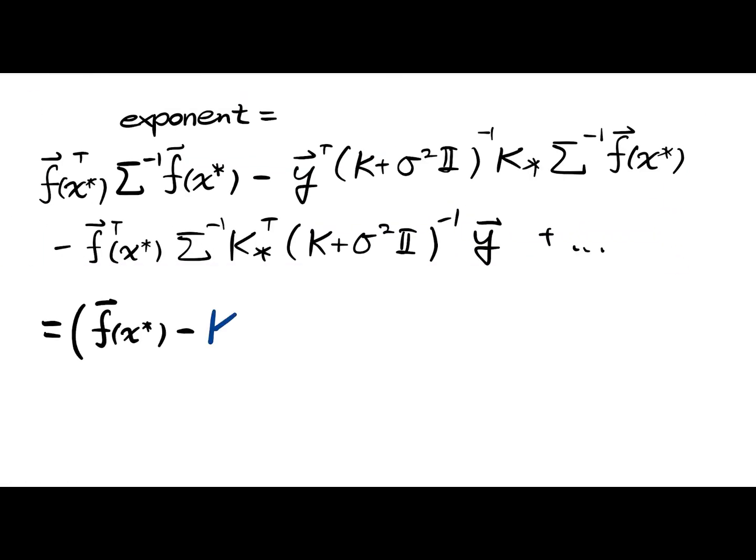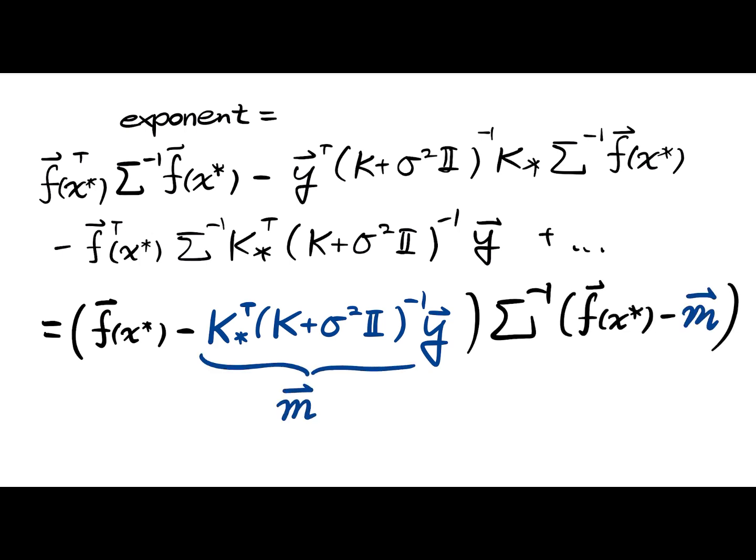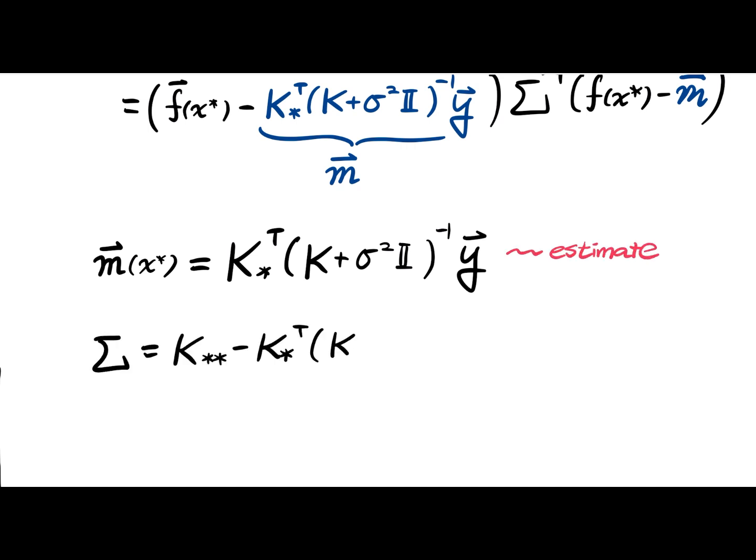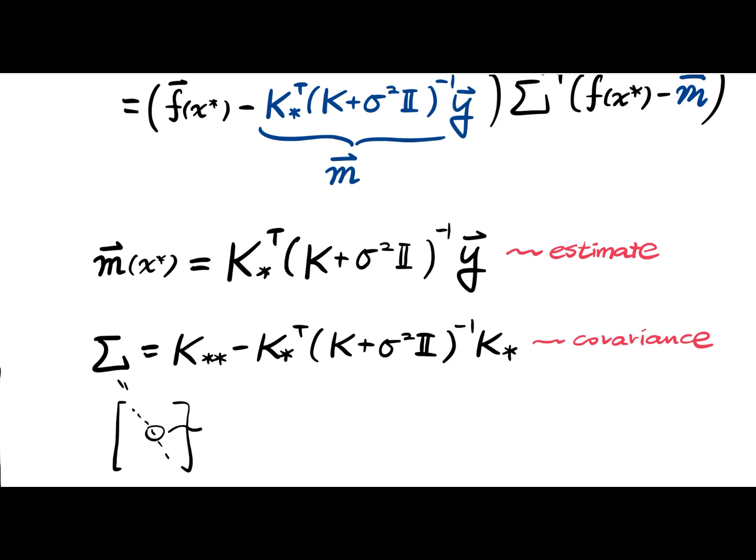We can then complete the squares and see that the resulting a posteriori distribution has mean m of xi and covariance matrix sigma of the following form. The vector m is our estimation of f of x star, and the covariance matrix contains the covariance f of xi star and f of xj star. The diagonal elements are special as they are the variance of f of x stars. And there we have it, the Gaussian process regression.